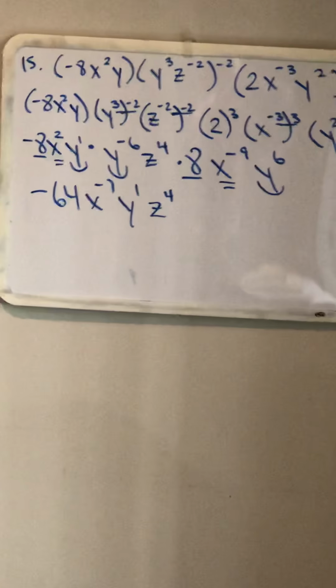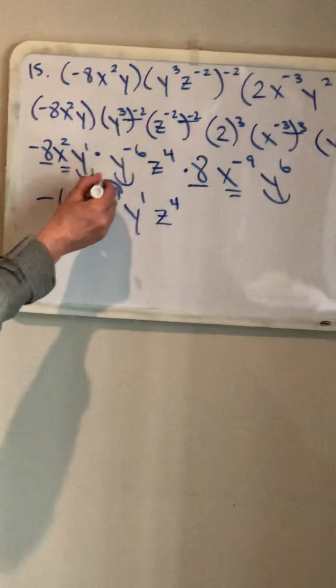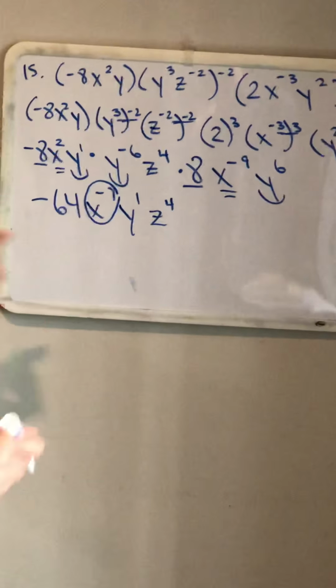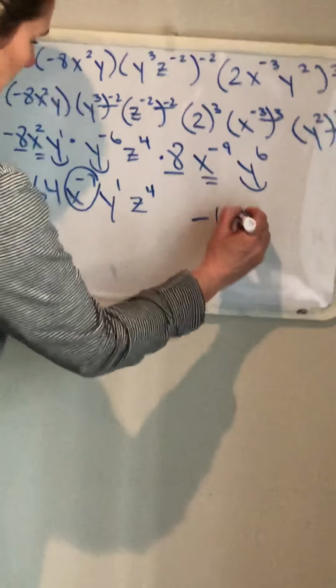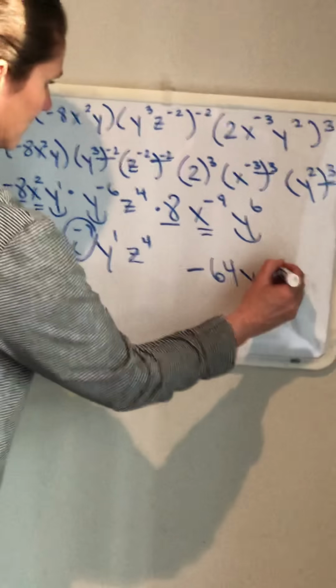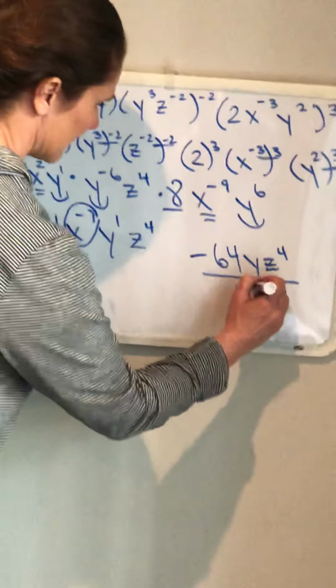And I think I'm done, except I'm not, because x is raised to the negative 7th power. You're not allowed to leave a negative exponent in your answer. So your final answer is negative 64 y z to the fourth over x to the 7th.